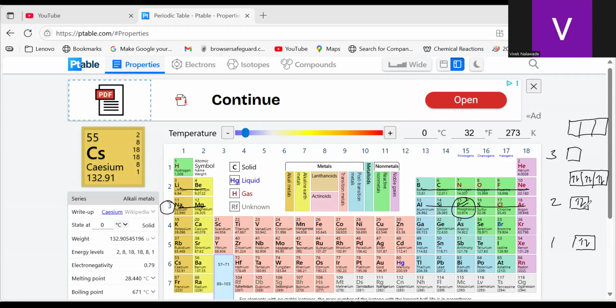Five electrons are still pending, right? So I'll give 3s, I'll fill that. Now I'll go to 3p. Can you write this down for phosphorus?